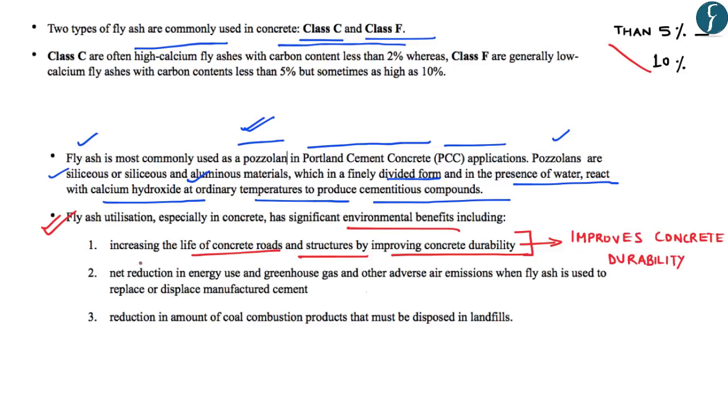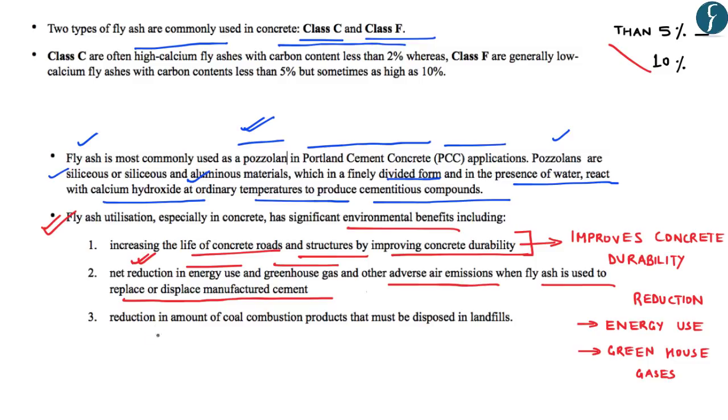It also results in net reduction in energy use and greenhouse gas and other adverse air emissions when fly ash is used to replace or displace manufactured cement. So, replacing manufactured cement by fly ash has also certain benefits with respect to reduction in energy use as well as reduction in greenhouse gases. It also results in reduction in the amount of coal combustion products which must be disposed in landfills. So these are some of the environmental benefits with respect to using fly ash.